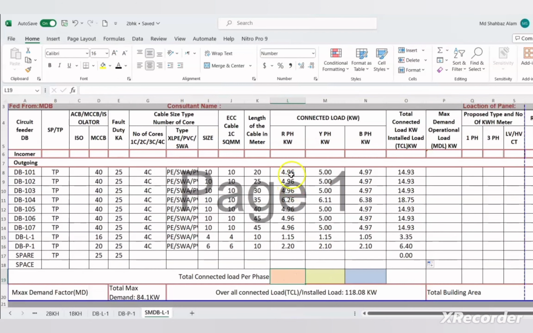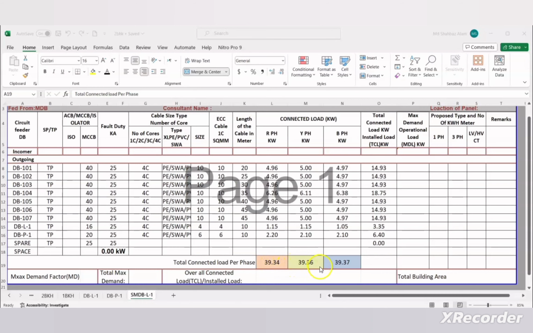Here we have to calculate the total load on R phase. So I will sum up here, sum the total load on R phase and I will press enter. Okay, in same way I will calculate the sum of all load on Y phase. So I will press here. Again I will calculate the total load on Y phase. So I will sum up all the loads on Y phase and I will sum up here. So this is the total load on R phase. This is the total load on Y phase. This is the total load on B phase.